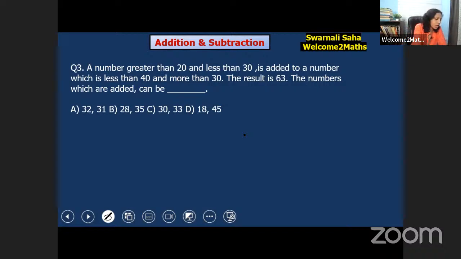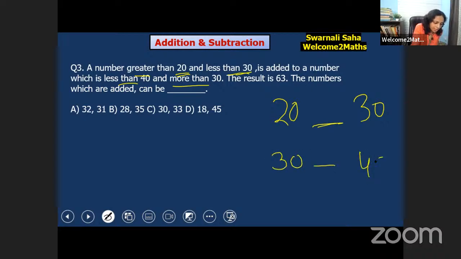Here you see a number greater than 20 and less than 30. That means this number is between 20 and 30. Next, it is added to a number which is less than 40 but more than 30, so the second number is between 30 and 40. Now we have to check the options and eliminate them to get our answer.